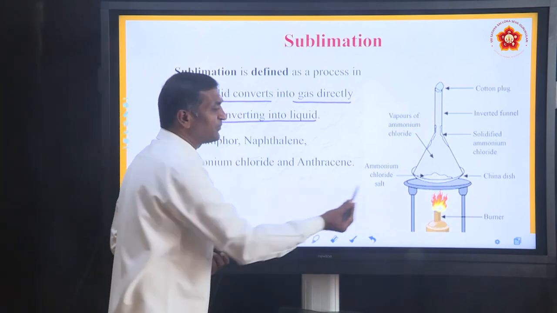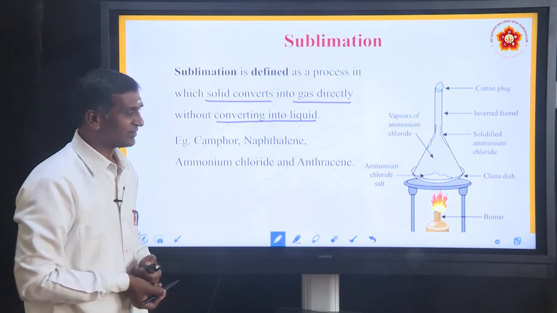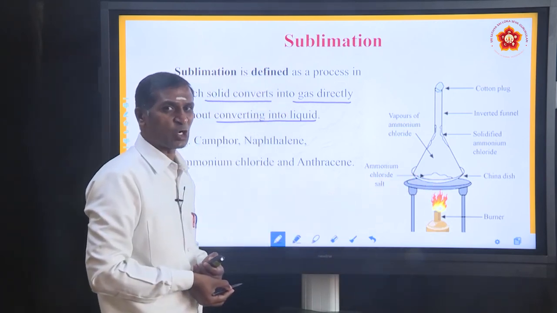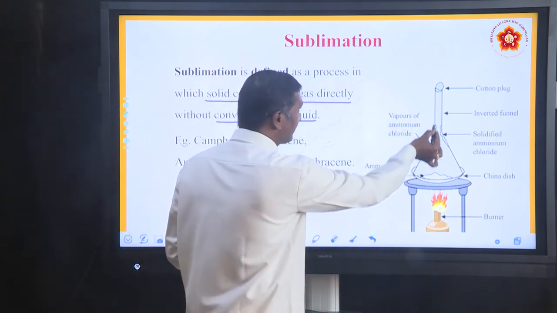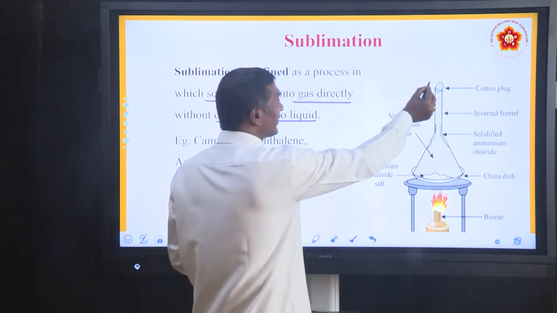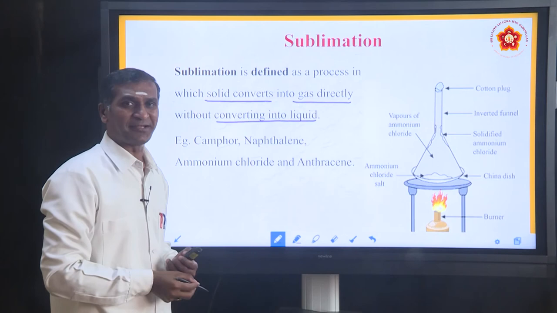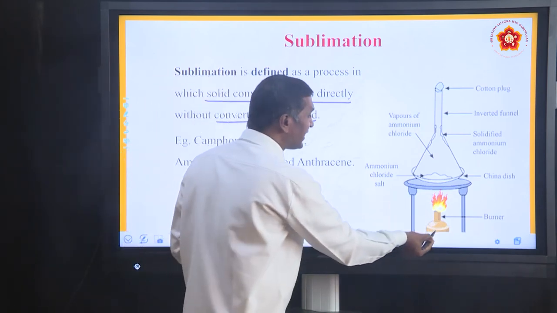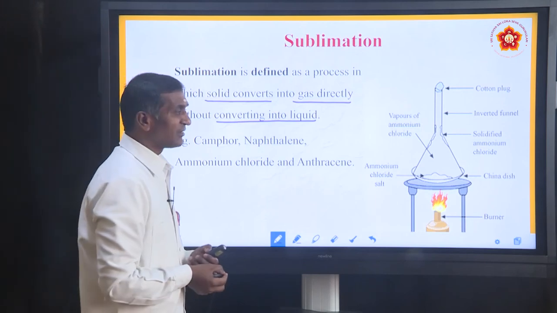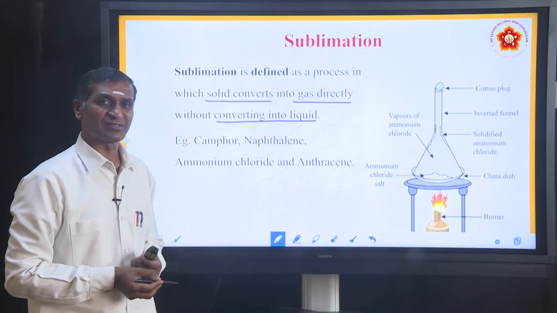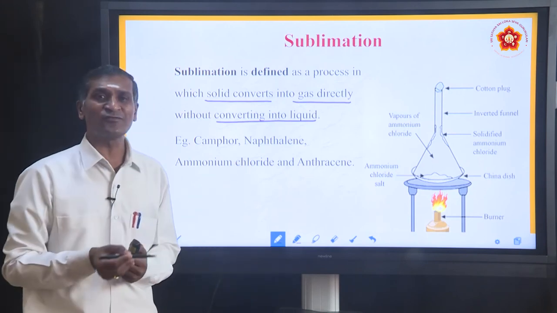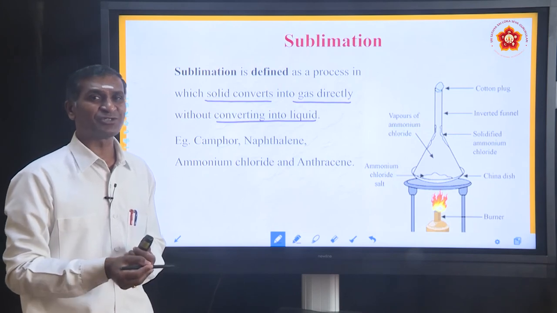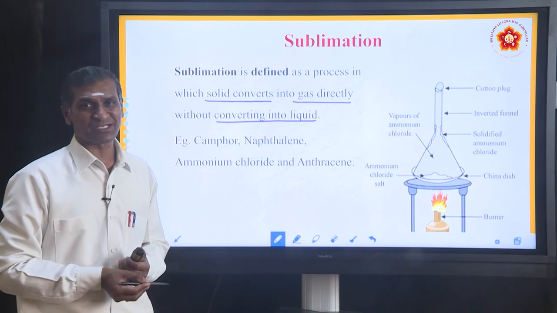If you observe the setup that is being viewed by all of you, you can see a china dish. Inside that we have taken ammonium chloride and salt together and closed it by inverting a glass funnel, and the open end of the glass funnel is covered by a cotton plug. We have placed it on a tripod stand with a wire gauze and started to heat it with the help of a Bunsen burner. What happens is that the ammonium chloride starts converting to gas without converting to liquid. The solid ammonium chloride converts to gas. Hence, it is a sublimation process.